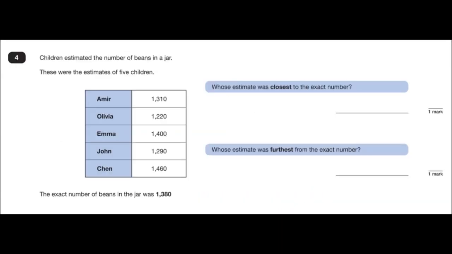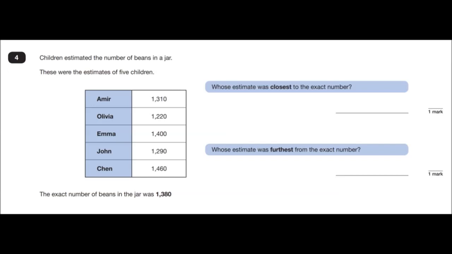Question 4 tells us that children estimated the number of beans in a jar, and these were the estimates of 5 children. And we can see below the number of beans that Amir, Olivia, Emma, John, and Chen estimated were in the jar. It also tells us that the exact number of beans in the jar was 1,380. The first question asks us whose estimate was closest to the exact number.